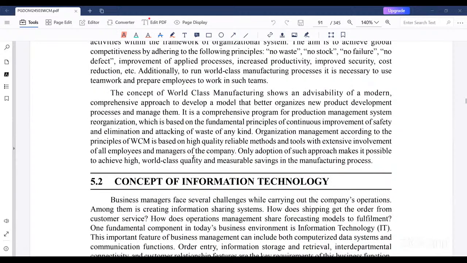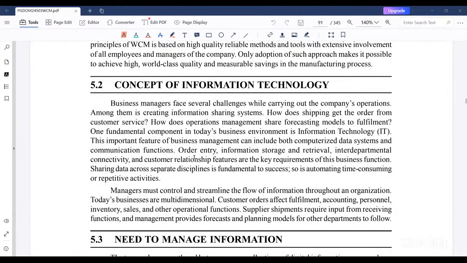So here we are talking about information technology for the management, and how it is useful to the management. When we talk about the concept of information technology, many business managers are facing several challenges in carrying out the company operations. Why? Because among them there is creating information sharing systems. How does shipping get the order from customer service? How does operation management share forecasting models? All this information the management requires whenever they want to take any decision.